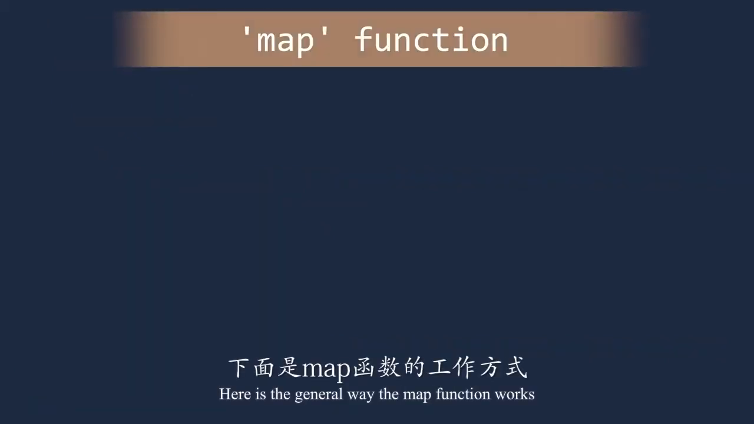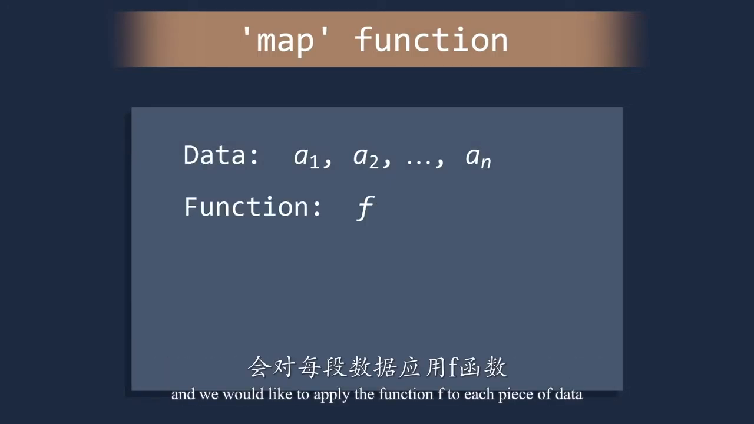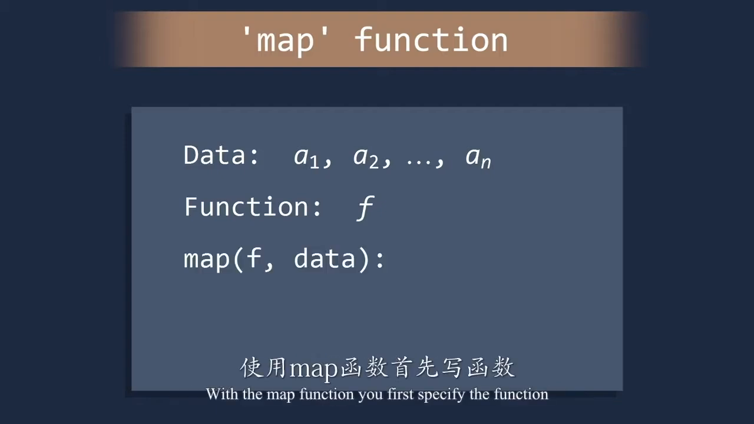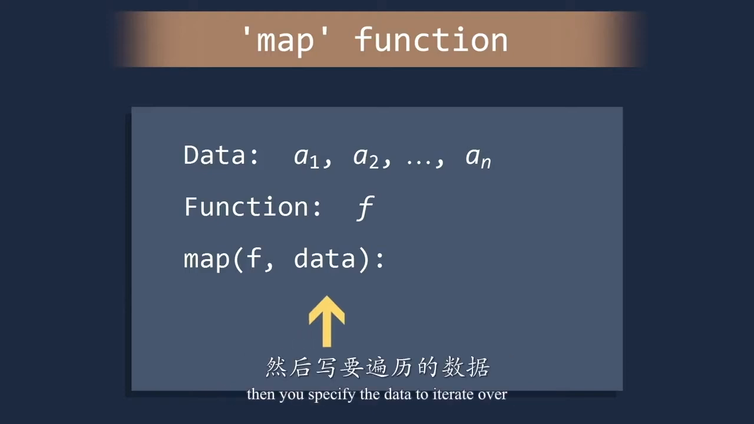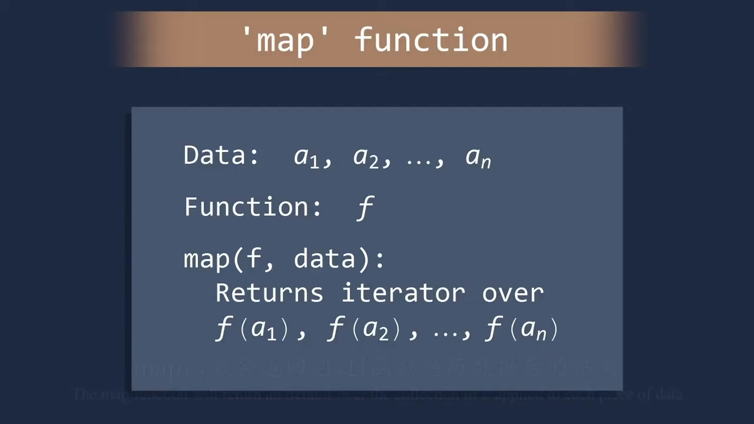Here is the general way the map function works. Suppose you have a list, tuple, or other iterable collection of data, and we would like to apply the function f to each piece of data. With the map function, you first specify the function, then you specify the data to iterate over. The map function will return an iterator over the collection of f applied to each piece of data.